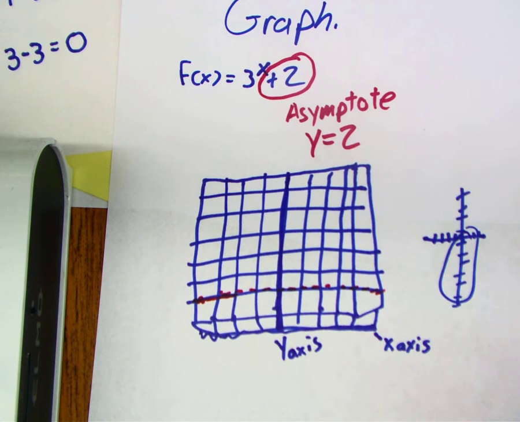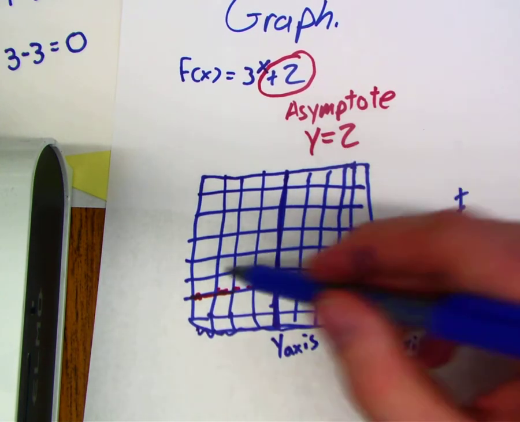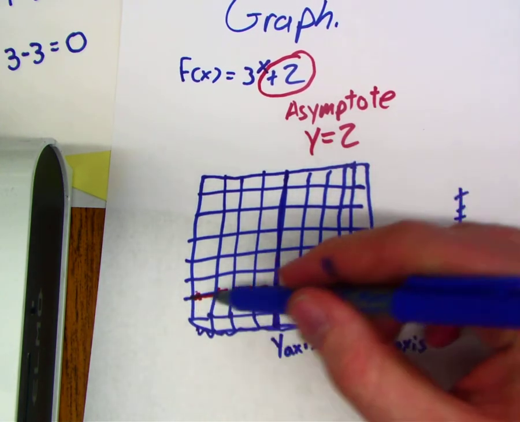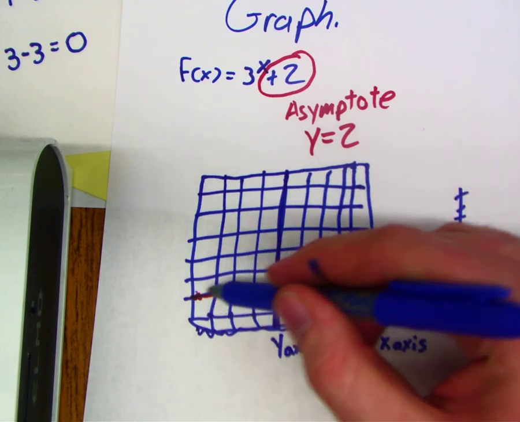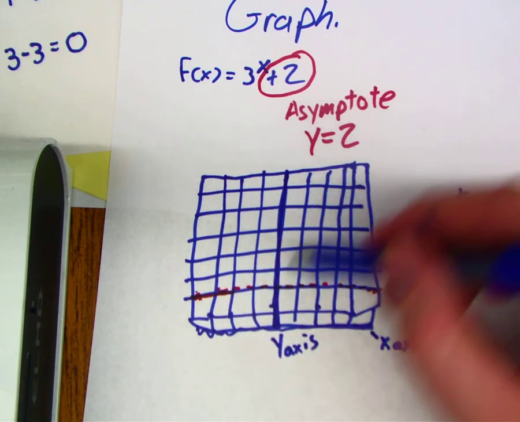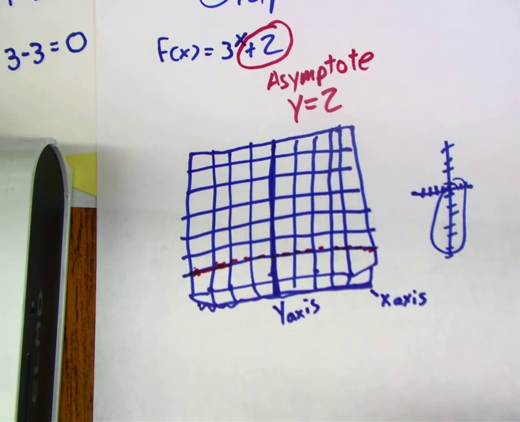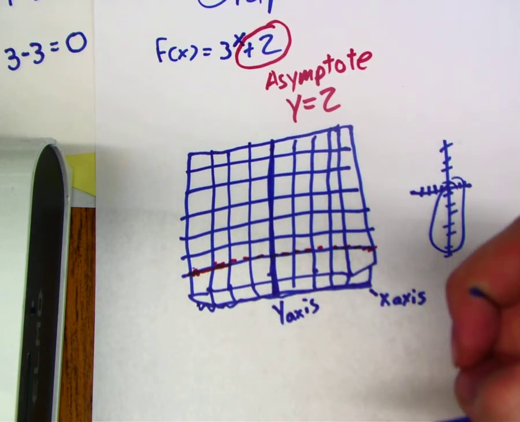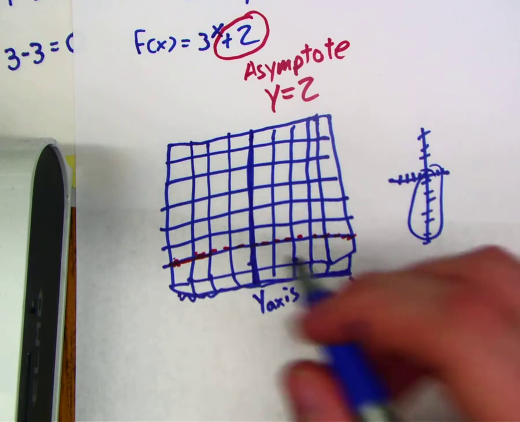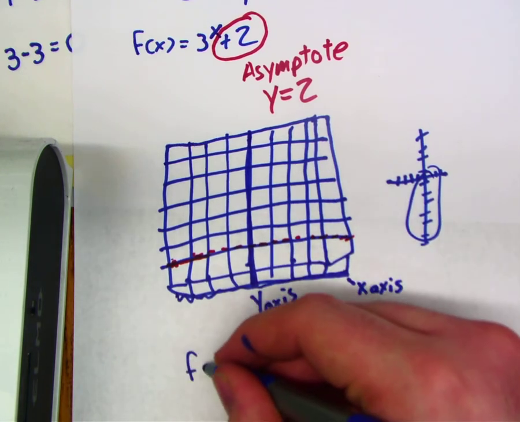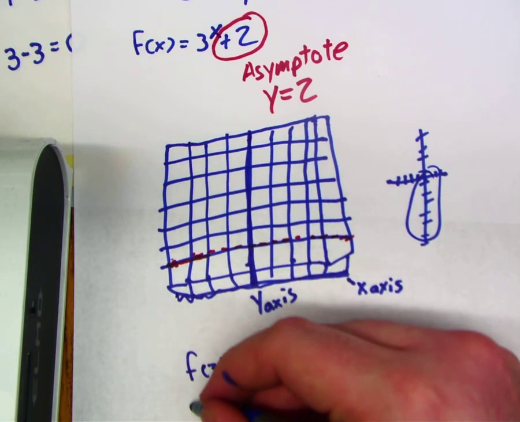From here, we know that we should get a rough shape that basically goes like this. It stays above the asymptote and curves very quickly as it gets up here. And so that's what we are expecting to see. If we get values that deviate from that, then we'll know that we've had a problem.